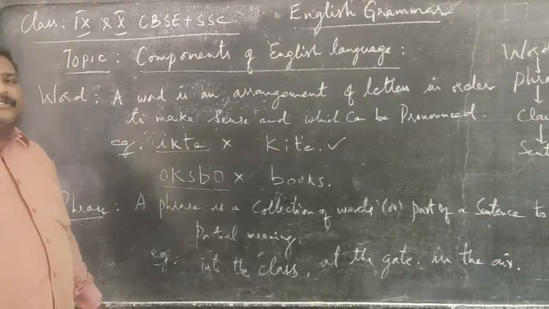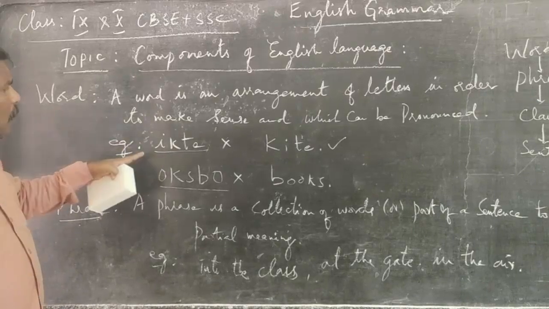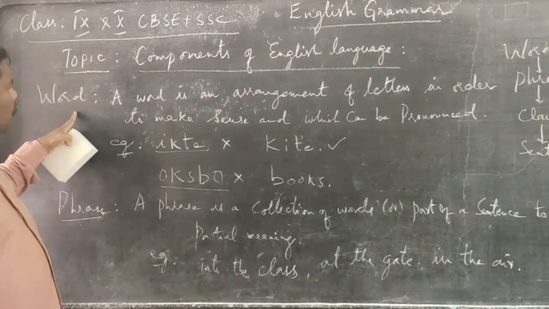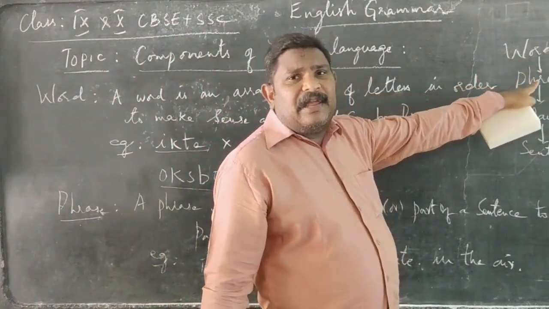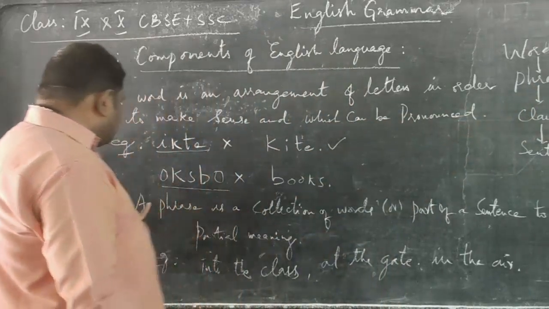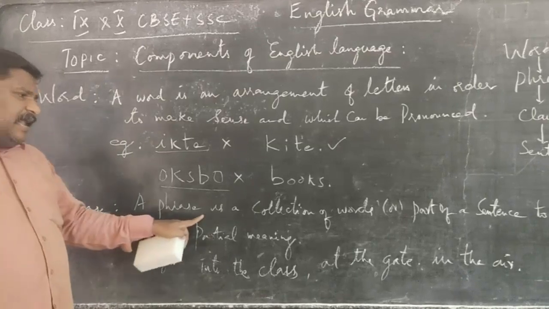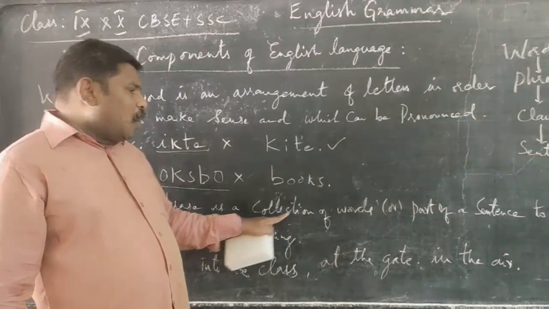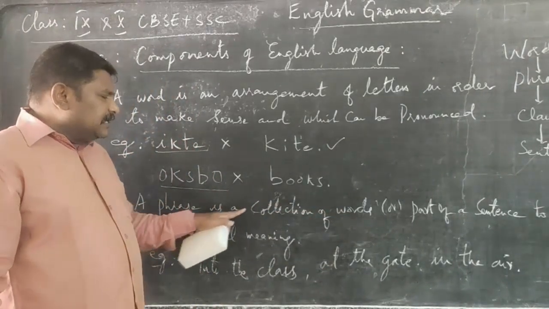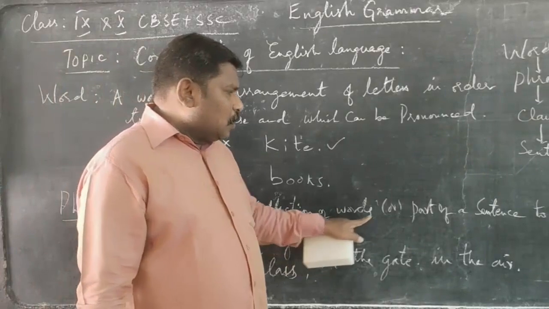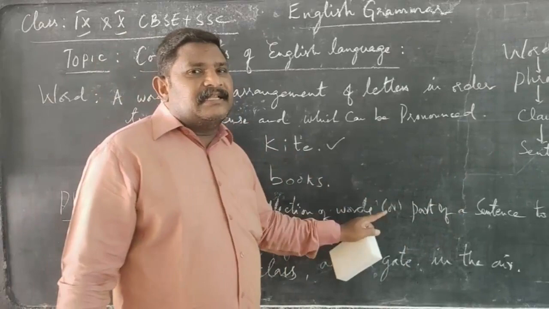Now, a word is a small component of language. This group of words will give rise to a phrase. Now, if you see here, I have written the definition. A phrase is a collection of words. What is a phrase? A phrase is a collection of words or part of a sentence.